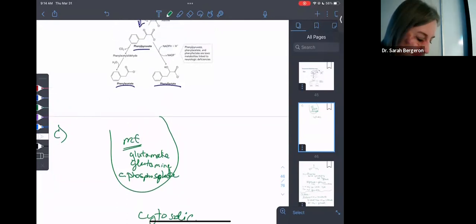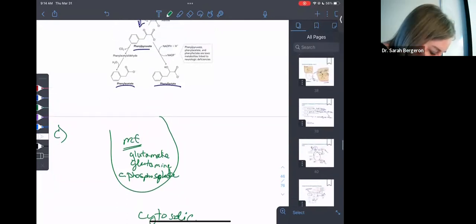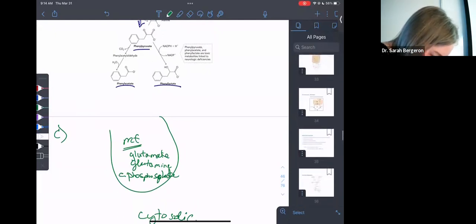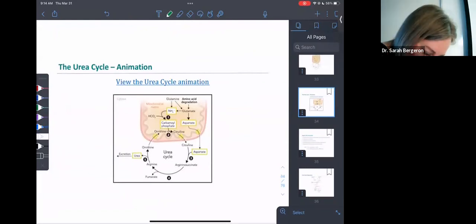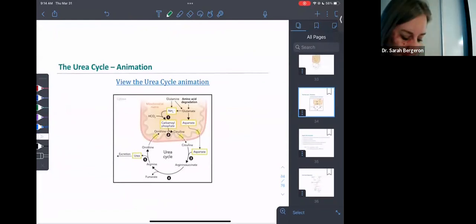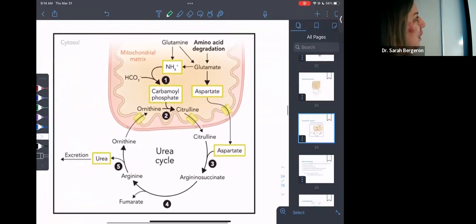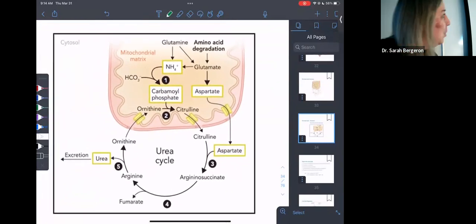Let me see if I can go back and find that. This is a simplified version, but I kind of like it. All right, so everything's happening in the mitochondria. We're donating all of our nitrogens to carbonyl phosphate, right?